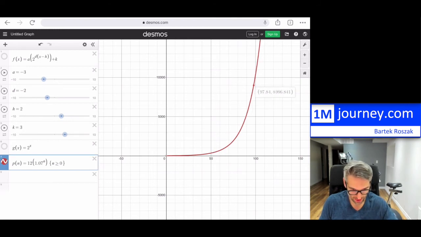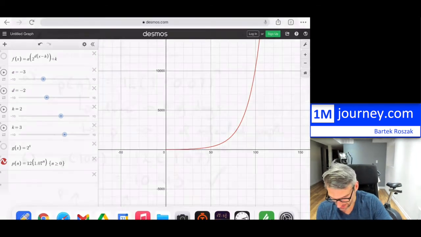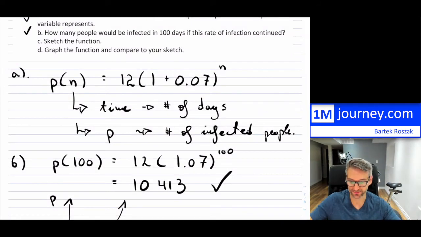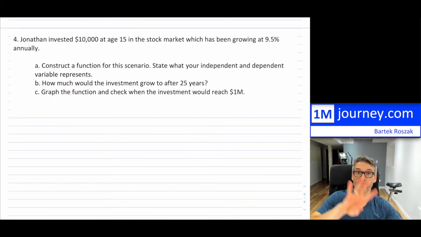If I go in here, we get there. 200, we're going to get there. So there's about 100 there. You get the point. It's about 10,400 something. I can't remember what that number was. So it certainly looks like our sketch, just blows up right away. That was question 3. Here's question 4.